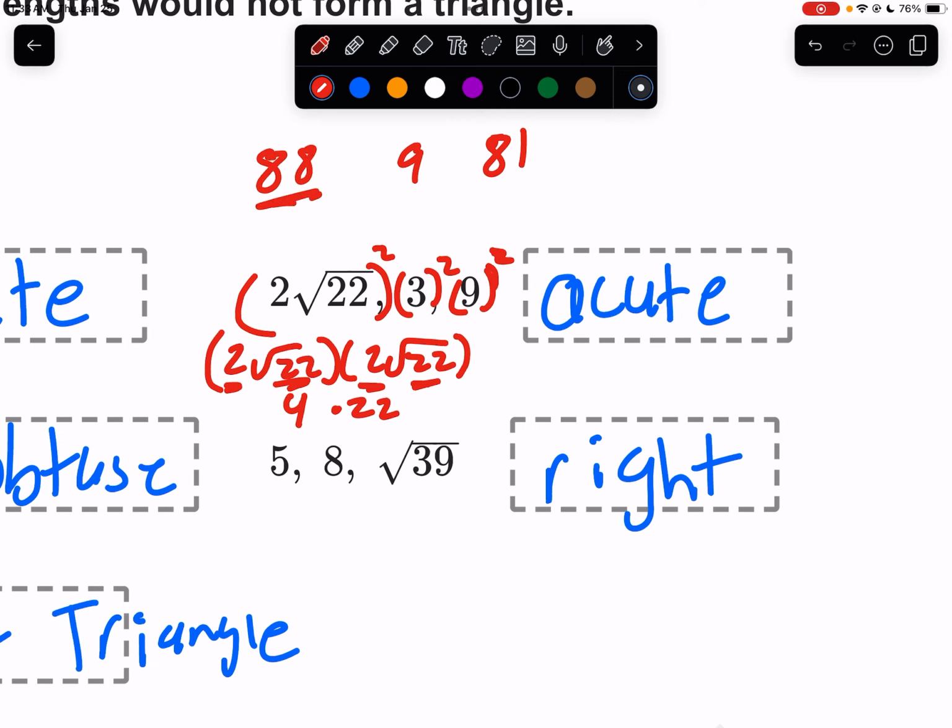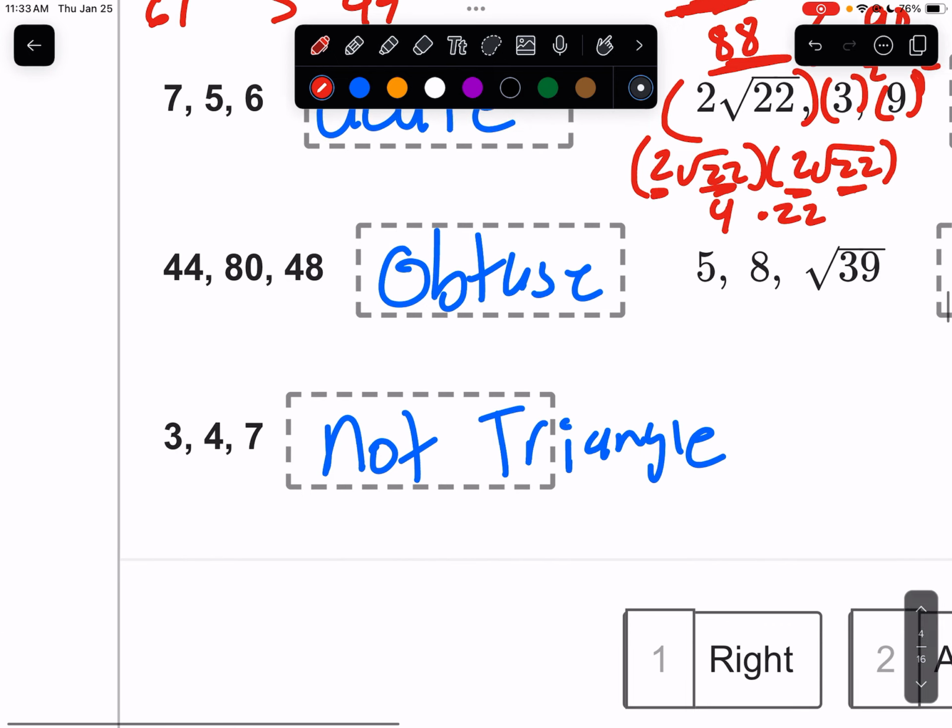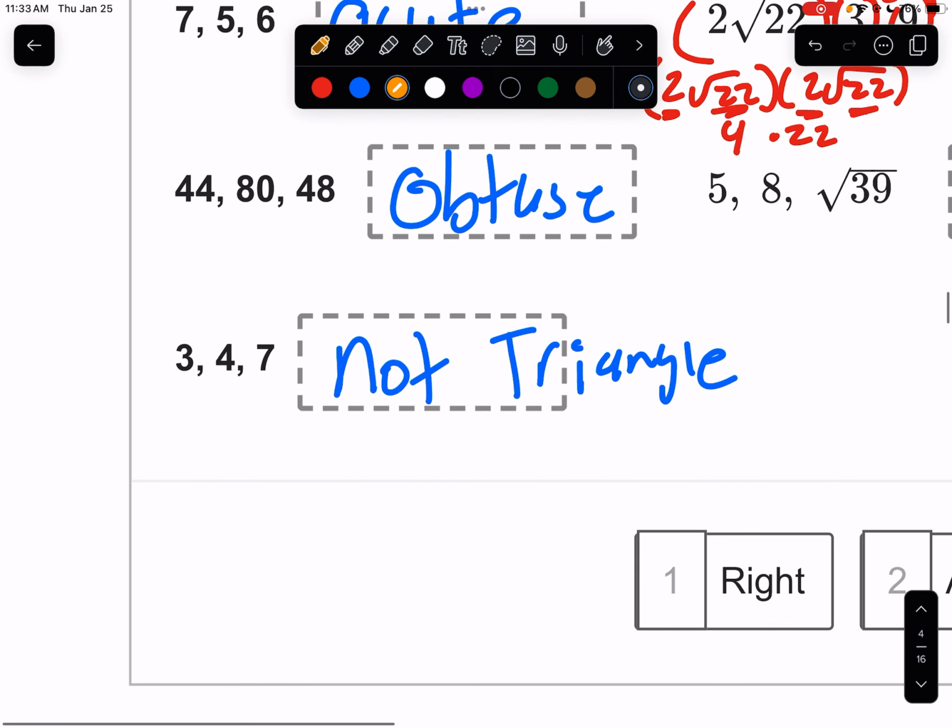So actually, this is my C. So what is 9 plus 81? That's 90 versus 88. 88 is smaller, so it is acute. This is my C squared. 88 is my C squared on this one, and that's smaller. That makes it acute. Well, that's fun. That's cute.